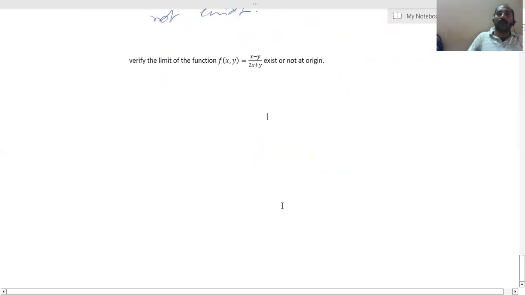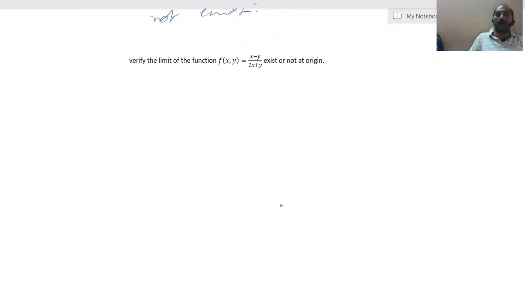Here also, I am not giving what f of x is. Already they provide the f of x. We need to verify the limit at the point x comma y at the origin. That means a value is 0, b value is 0. So find the answer.